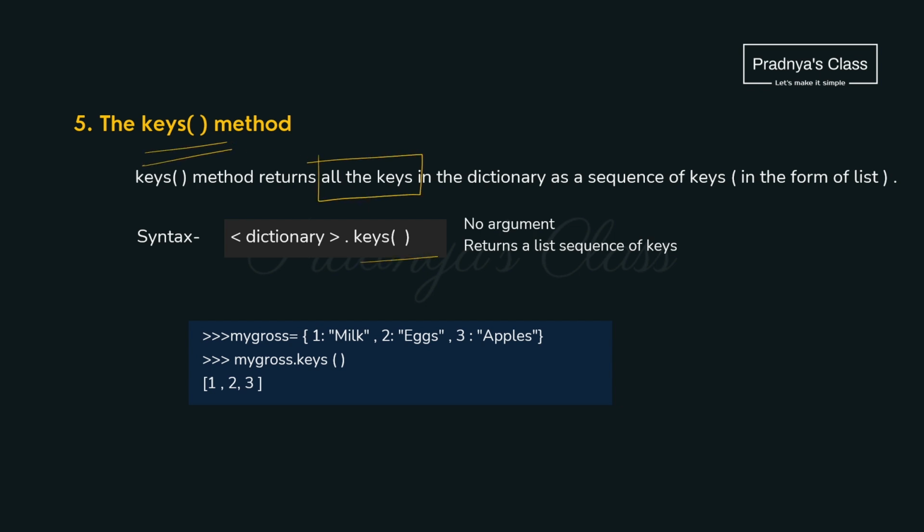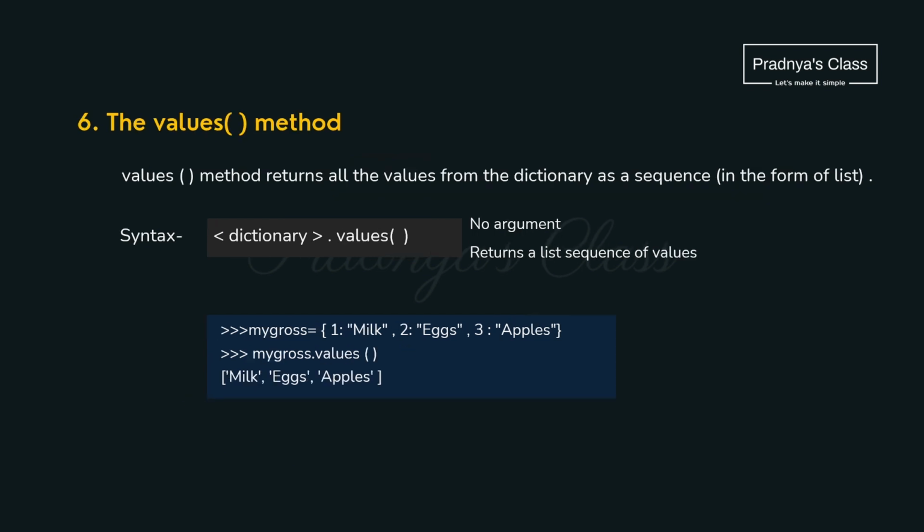To get all the keys of the dictionary, we have keys method. It also doesn't take any parameter. Look at the example. We got all the keys in the form of list. As we have keys method to get all the keys, we have values method to get all the values of the dictionary. The syntax is simple. Look at the example. We got all the values: milk, eggs and apples.